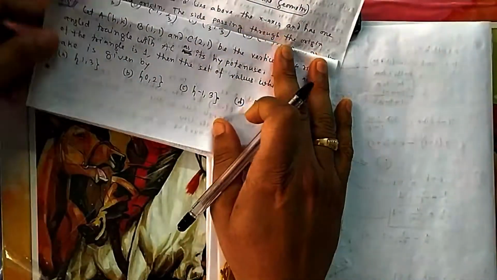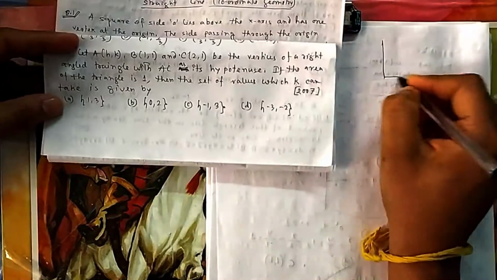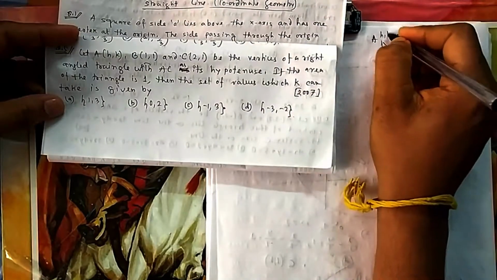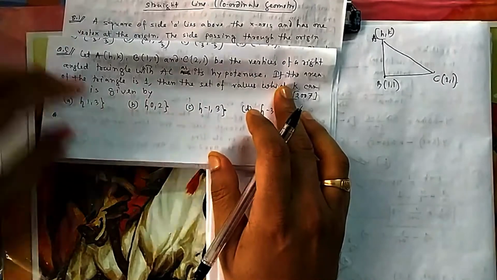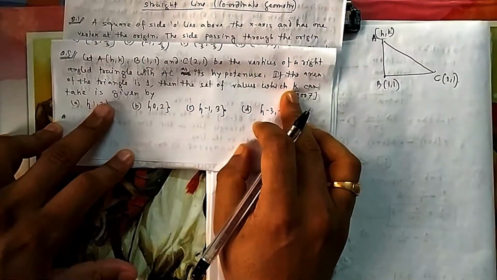If H, K, B, C are the vertices of the right angle triangle with AC its hypotenuse. So AC is its hypotenuse. A is H, K, B is here, so B is obviously (1, 1), and C is (2, 1). As the vertices of a right angle triangle, the area of the triangle is 1, then find the set of values which K can take.